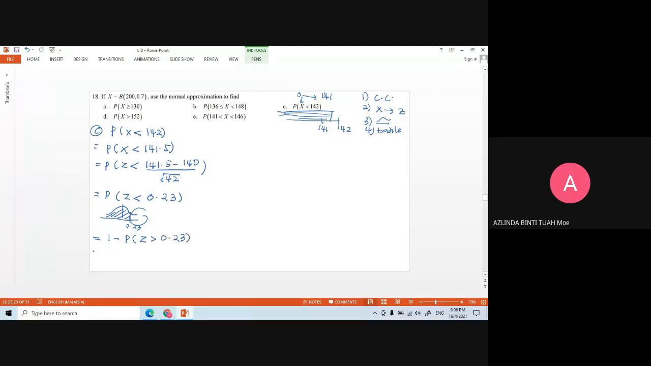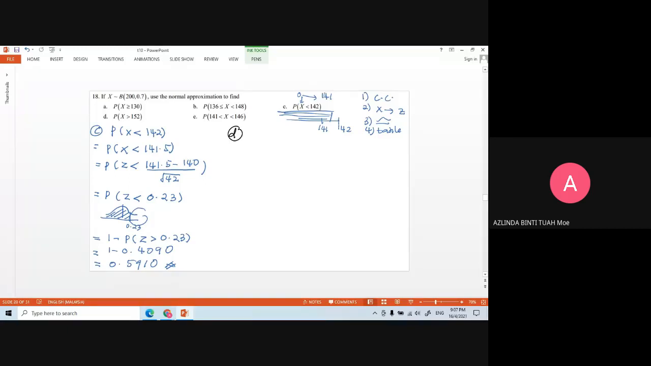Okay. Now, read table 0.23. 0.4090. Okay, answer 1 minus 0.4090 is 0.591. Okay, thank you. Okay, part D.